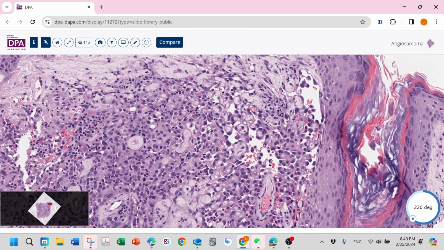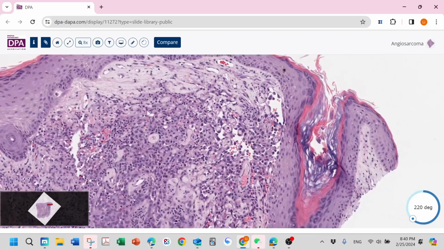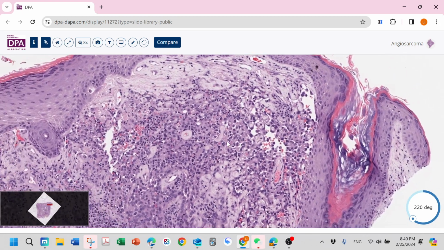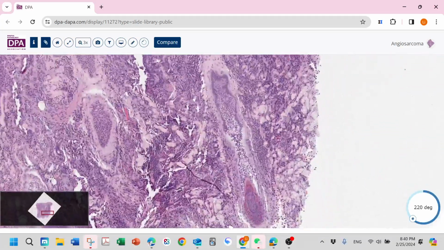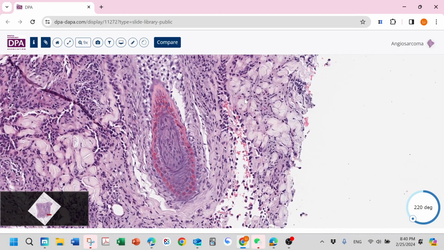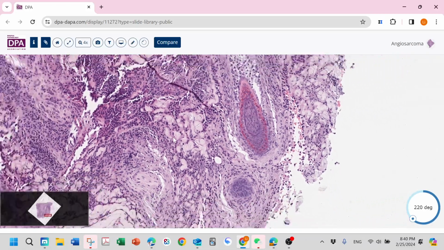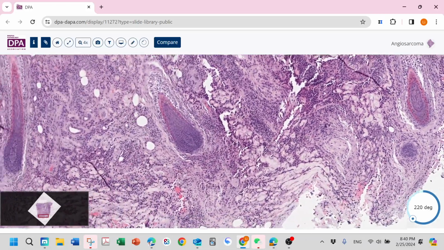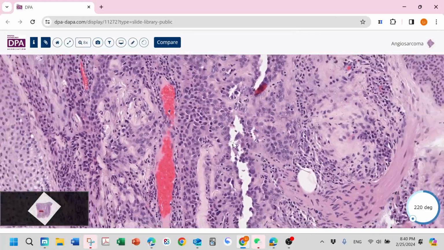Some epithelioid angiosarcomas may also be CK positive, so you need to be careful. When you do CD31 and ERG, they should be strongly positive. See, they are going really deep into the subcutaneous fat, dissecting the collagen bundles and forming this characteristic structure. So this is another really nice classic angiosarcoma.